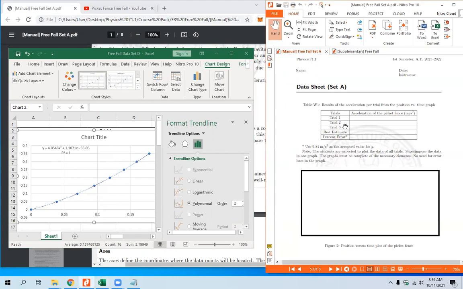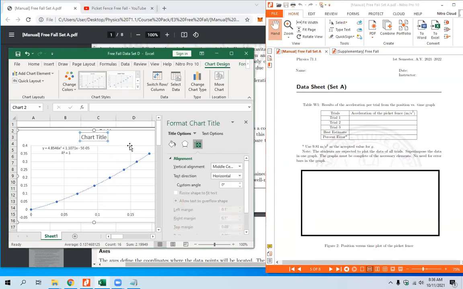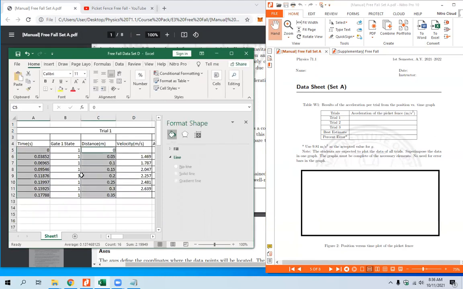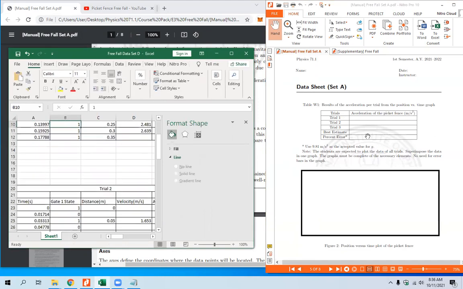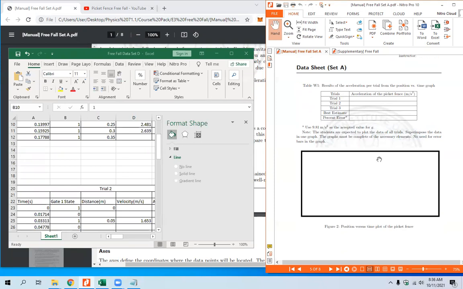Again, these are trial 1, trial 2, trial 3. You will basically do the same. You will have a plot for each. Then the best estimate is the average of the 3 trials. And you will also calculate the percent error based on the accepted value, which is 9.81. Note that for this experiment, you do not need to represent error bars or uncertainties. So it is just the measured acceleration in trials 1, 2, 3, and the best estimate is their average.